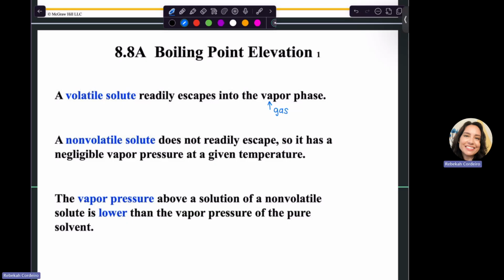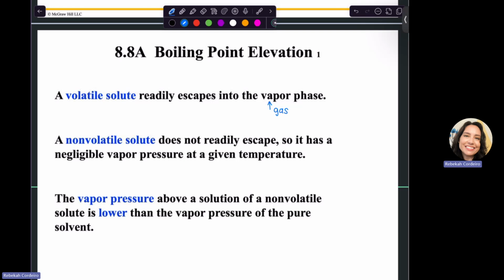We call it volatile if it likes to become a gas easily. So, for example, gasoline is volatile. If it's something where it's a liquid but you can smell it, it's probably volatile, like acetone, nail polish remover, alcohol, gasoline, these things that turn into fumes, right? That's a vapor, and that's a gas phase.